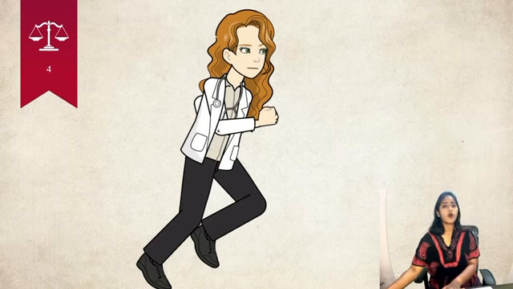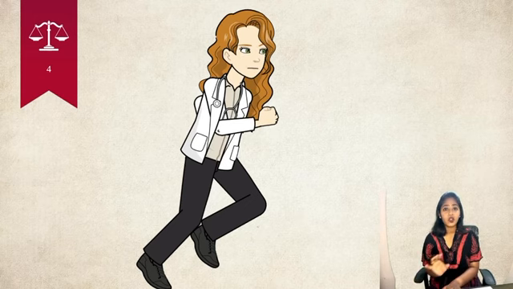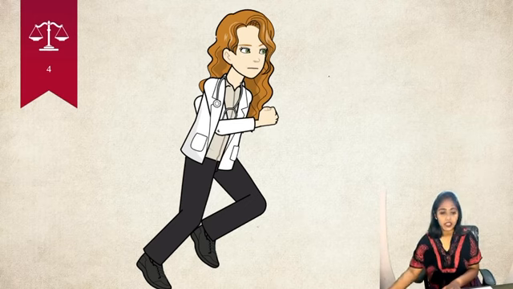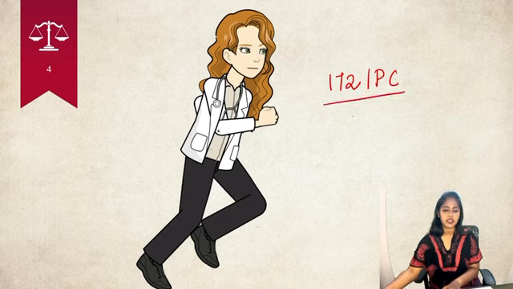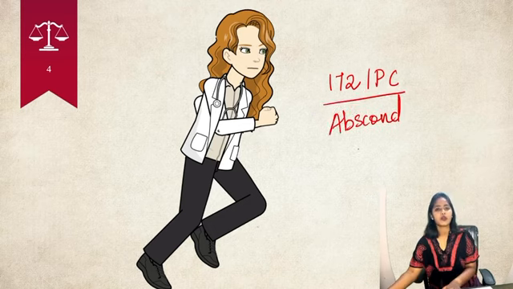Okay. So imagine this animated lady is me. I have got a summon, but I don't want to receive it and I try to run away by absconding. So that is punishable. Okay, so that is punishable under 172 IPC. If you're trying to abscond by not receiving the summon, this is punishable under 172 IPC.